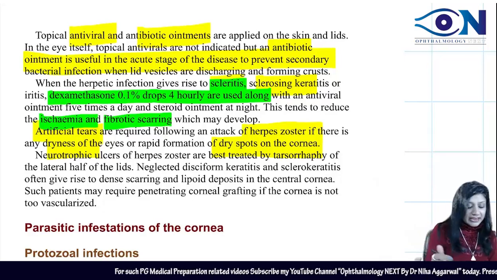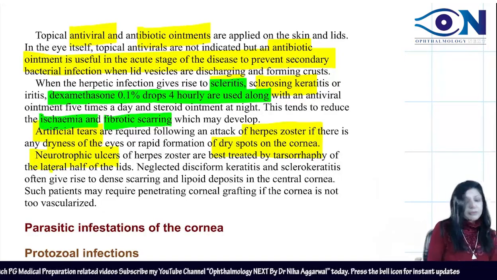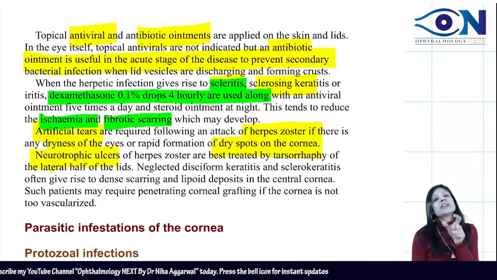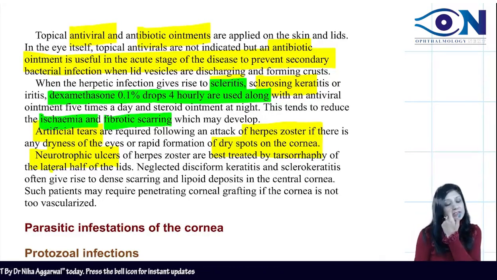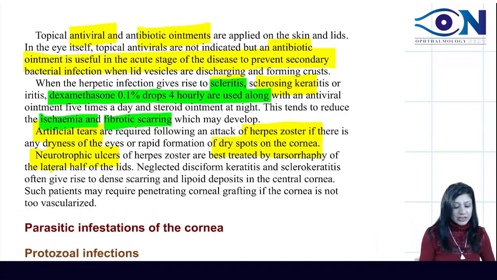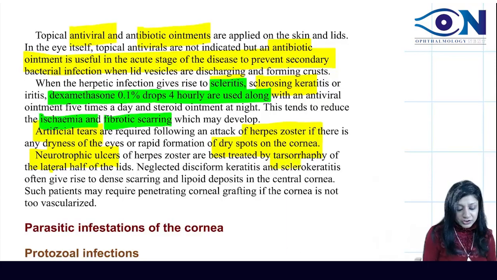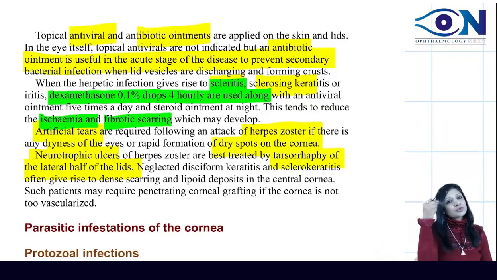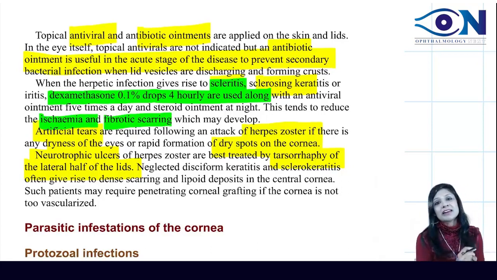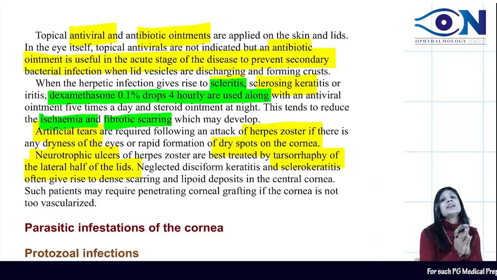Then we have neurotrophic ulcers. Neurotrophic, as I told you, trophic is sensory. So whenever we have involvement of the sensory nerve supply and we have neurotrophic ulcers, we can treat them with tarsorrhaphy of the lateral half of the eyelid. So we can do suturing of the lateral half of the eyelid so that the dryness does not come due to the involvement of sensory supply.